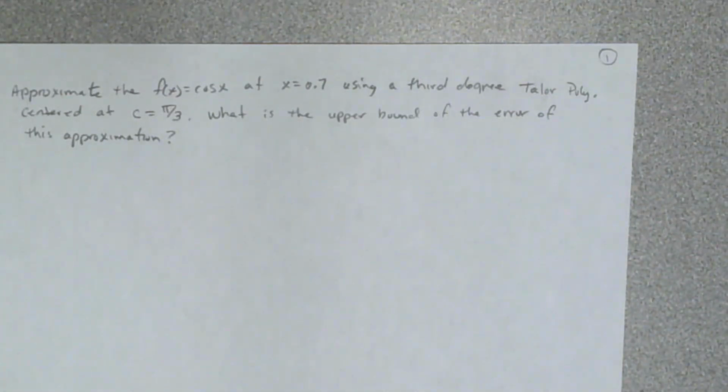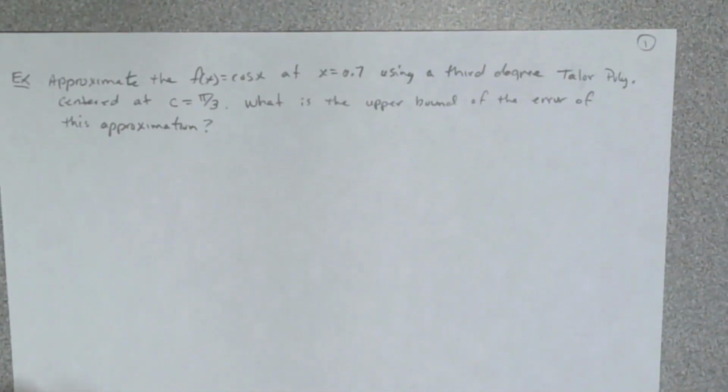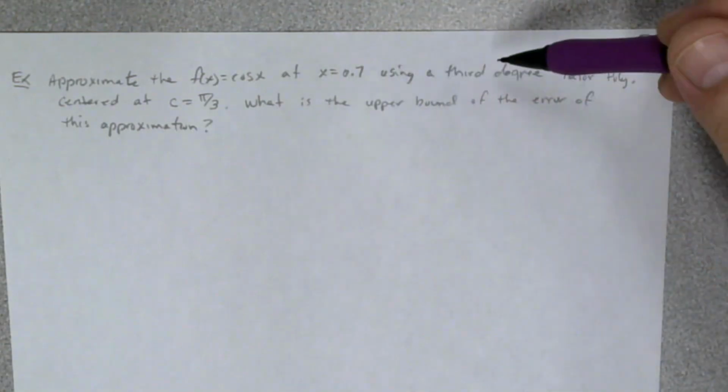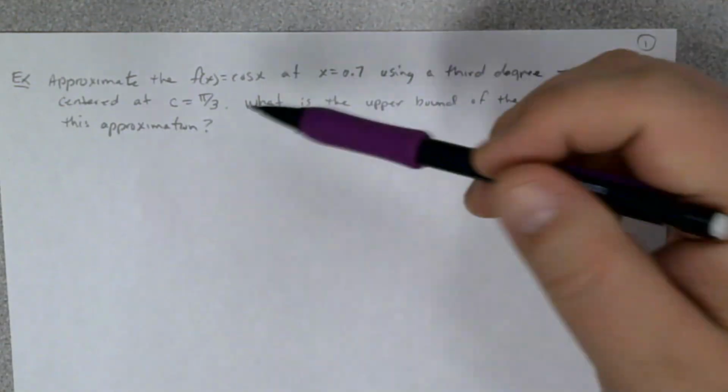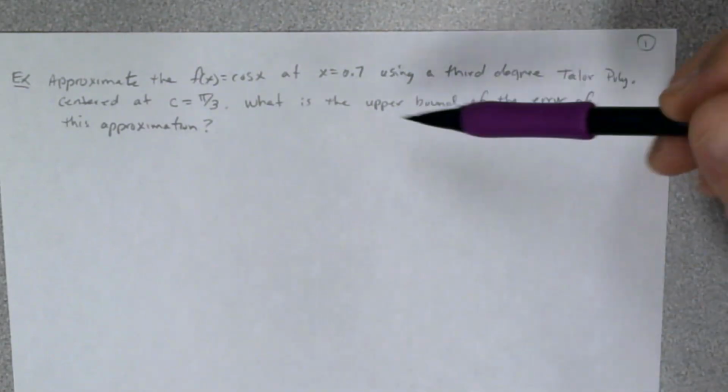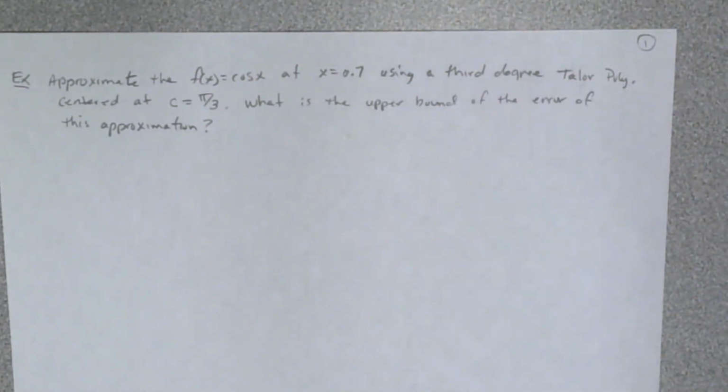So we want to approximate f of x equals the cosine of x at x equals 0.7 using the third degree Taylor polynomial centered at c equals pi over 3. What is the upper bound of the error of this approximation? Okay, so we're going to go through that process and see if we can figure it out.